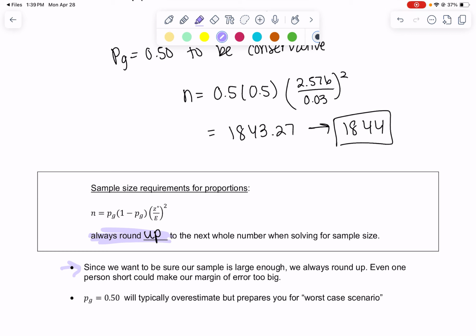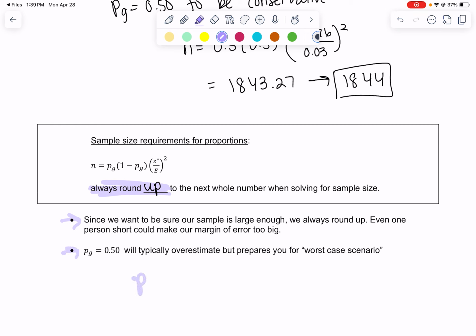So we always just go up to play it safe, and 50-50 is also just playing it safe. So both of these are just to play it safe. They're conservative guesses. We might overestimate, but overestimating is better, and getting a little bit less error rather than underestimating and having too much error. So we always round up to play it safe, and then 50% is like our safe guess.